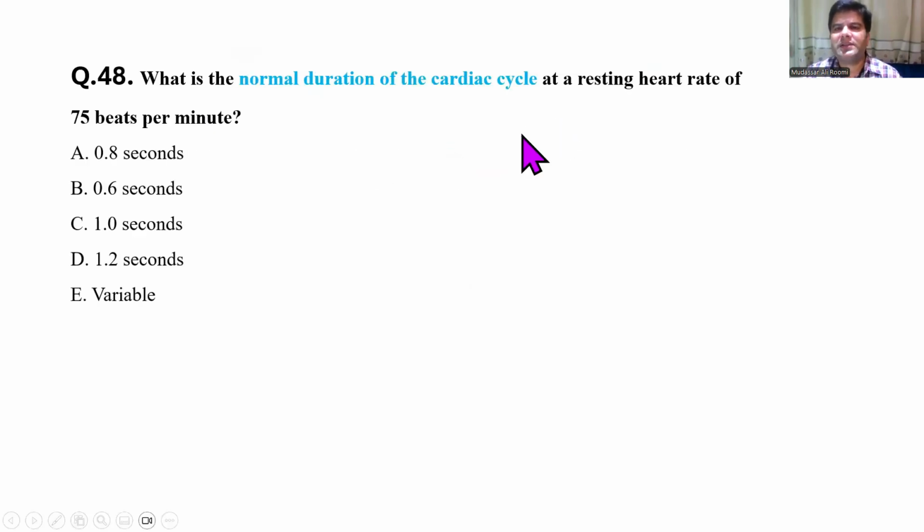What is the normal duration of cardiac cycle at a resting heart rate of 75 beats per minute? And the options are A, 0.8 seconds, B, 0.6 seconds, C, 1.0 seconds, D, 1.2 seconds, E, it's variable. And the answer is, normal duration of cardiac cycle when your heart rate is 75 is 0.8 seconds.